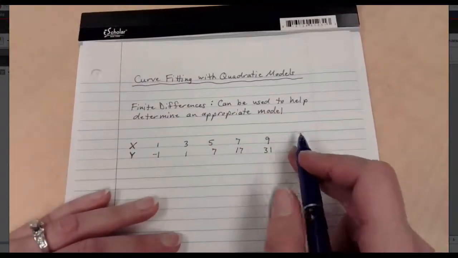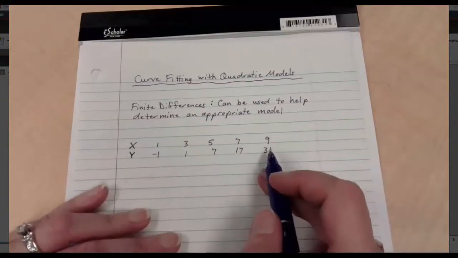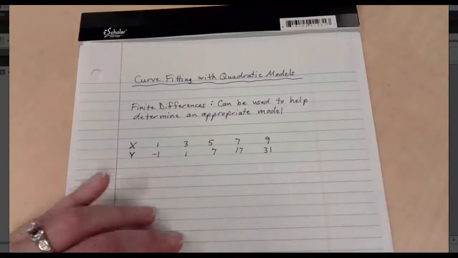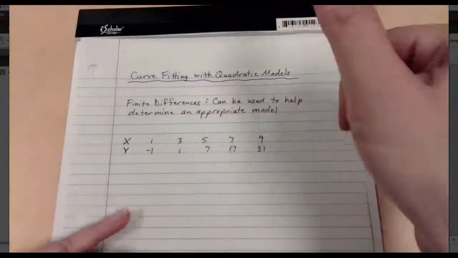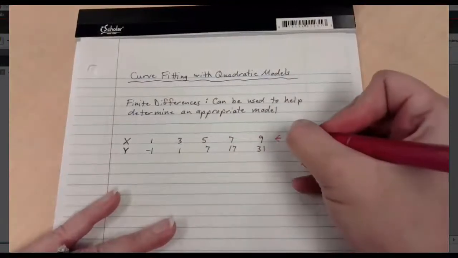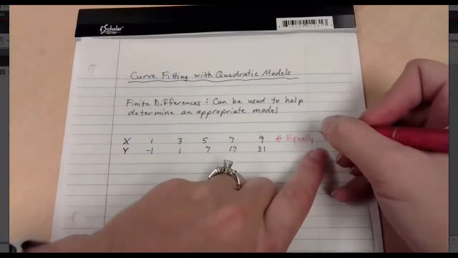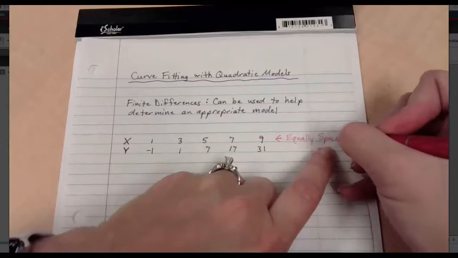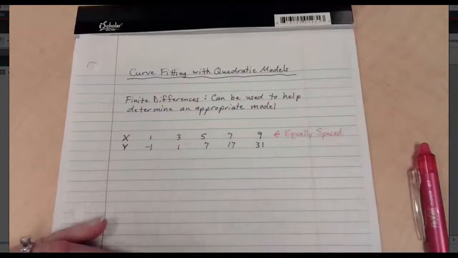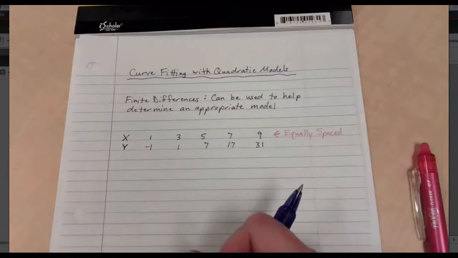If I'm using finite differences to help determine an appropriate model, I want to have a set of data where the x values are all, can you figure it out? 1, 3, 5, 7, 9, where the x values are all equally spaced. Ladies and gentlemen, your x values must be equally spaced, not necessarily by 2's, but this whole thing is going to be a waste of time if they're not equally spaced. So that's the first thing you want to check if you're considering using finite differences, is that all of your x's are equally spaced.